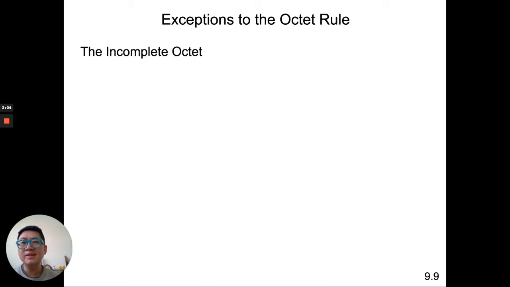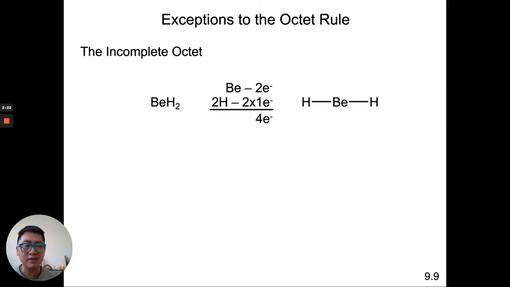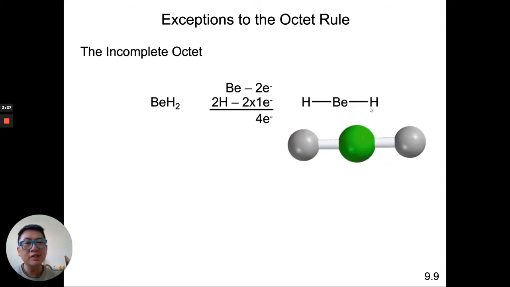Let's start with the easiest example of an exception to the octet rule. That is incomplete octet. Beryllium hydride, BeH2. Beryllium is a group 2 element, hydrogen's group 1, so a total of 4 electrons. Now, I don't know how in the world you're going to share 4 electrons so everything has 8. Obviously, that's not possible, okay? But here, notice, each hydrogen has 2 electrons. And, oh well, that's going to be the exception.